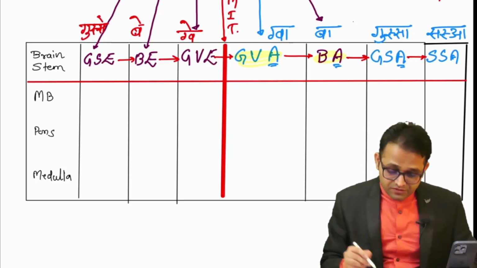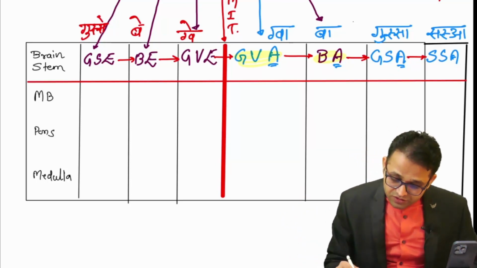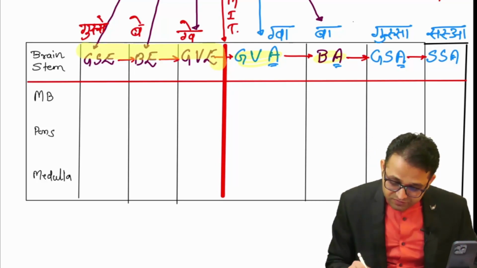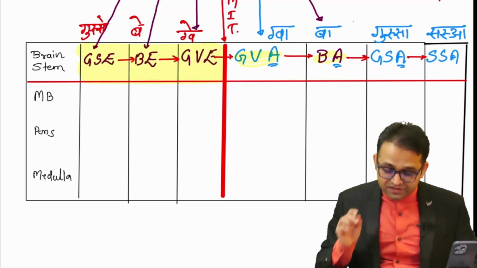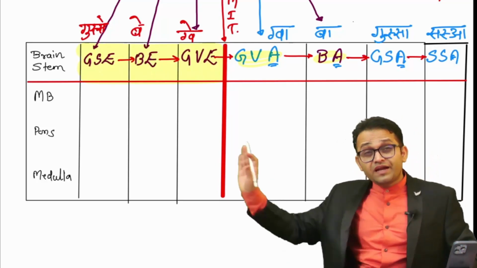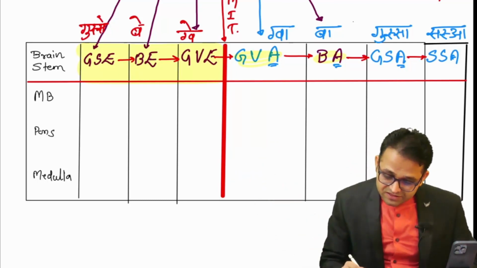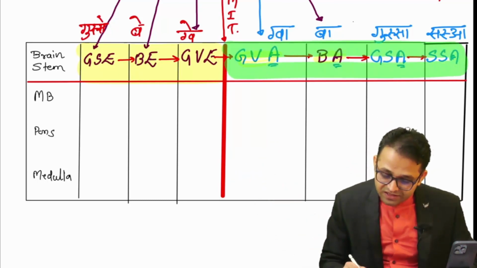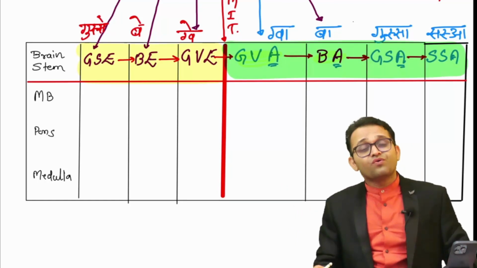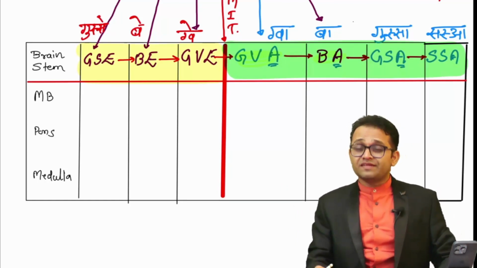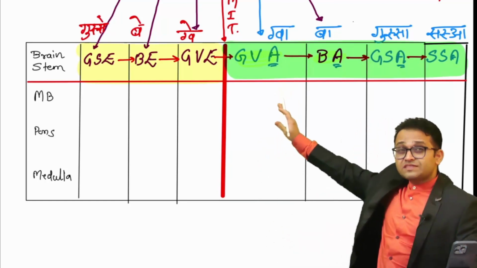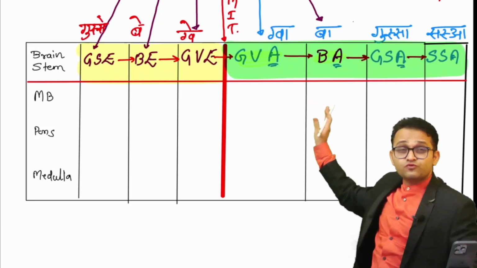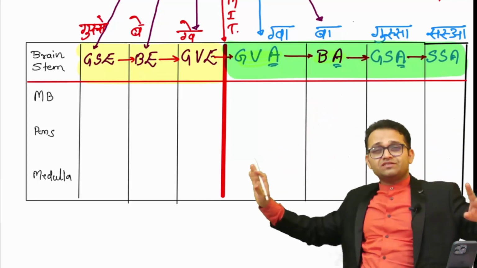What I want to tell you is that all the structures before the sulcus limitans are motor, and after the sulcus limitans are sensory. One more very good thing: I will teach you that general visceral efferent and branchial efferent both will get fusion. We are clear in all this concept.